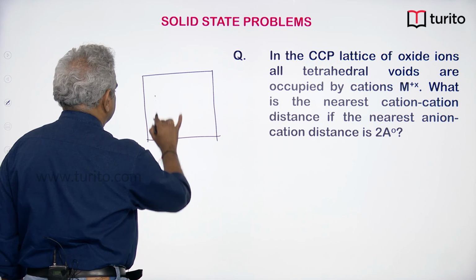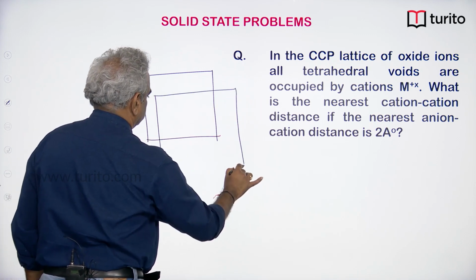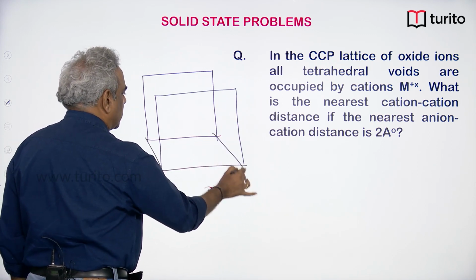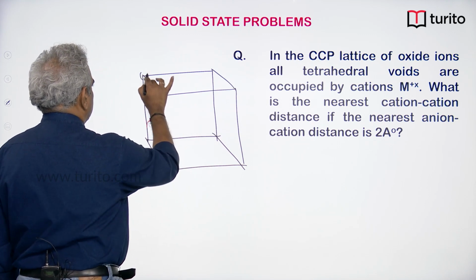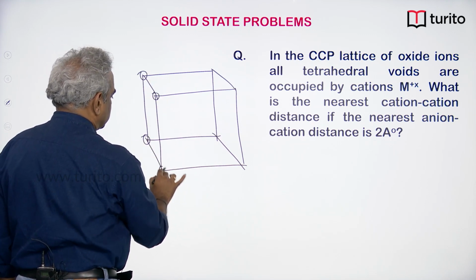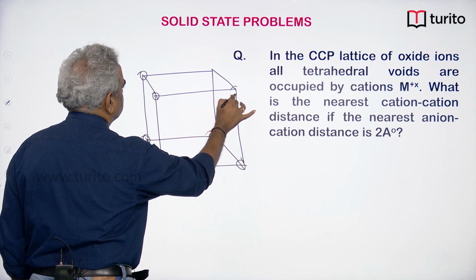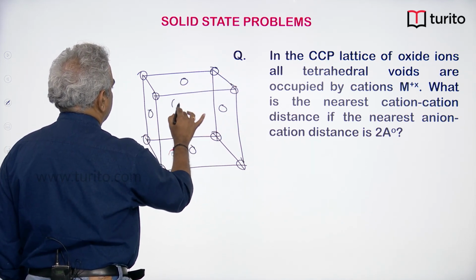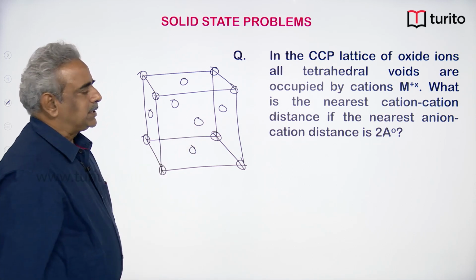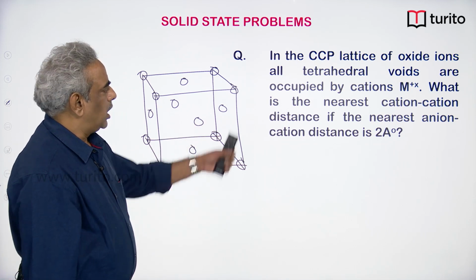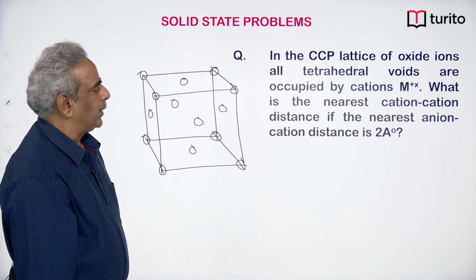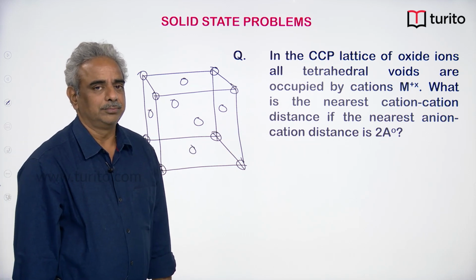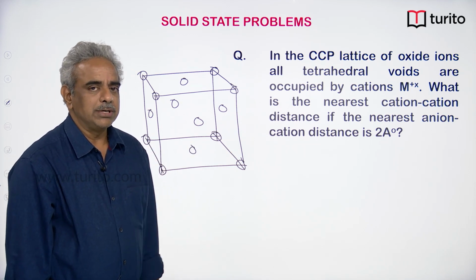This is CCP unit cell. Every time you have to draw like this: corners, CCP unit cell, top face, bottom face, left face, right face, back face, front face. This is an oxide and all tetrahedral voids are occupied by some M plus X. Every tetrahedral void is occupied.